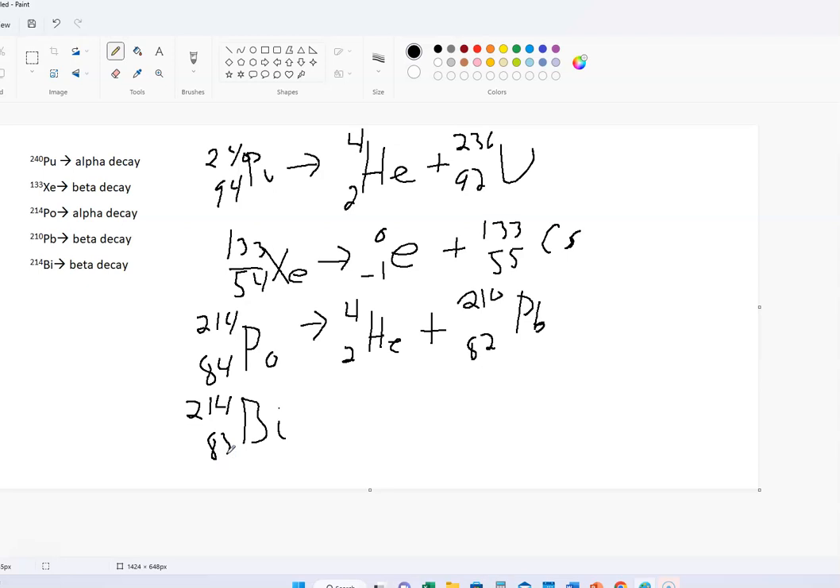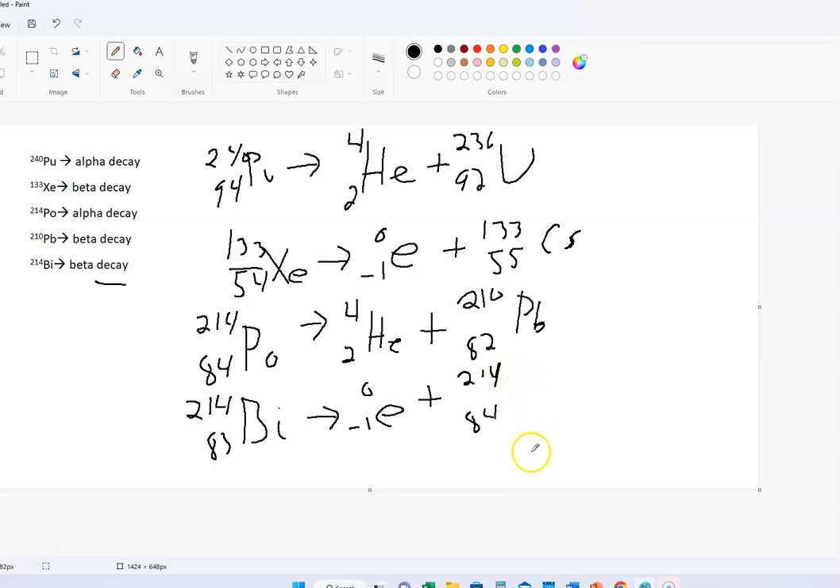Bismuth 83, and it says it's undergoing a beta decay. So it becomes an electron, no nucleons, and a -1 charge. For it to get a -1 charge, that has to be the next element up, so it's going to be 84. Then 0 plus 214, so that's going to be 214.